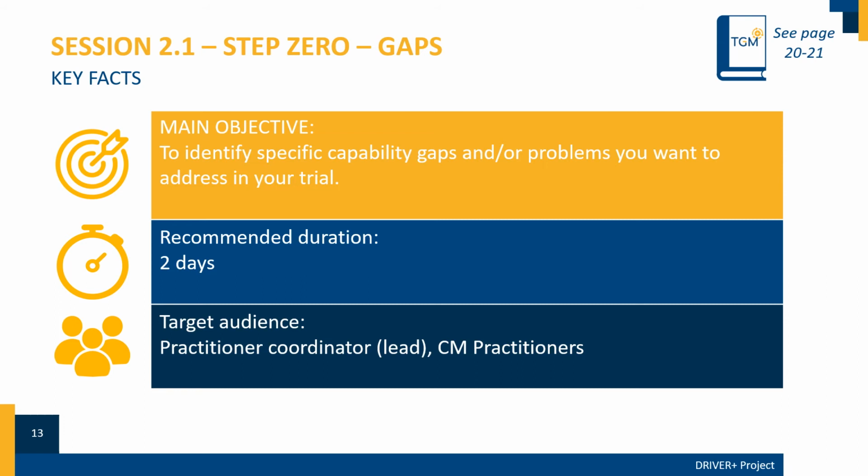In a nutshell, the difference between a current capability and the capability necessary for an adequate performance of different tasks is a capability gap. Before setting up a trial during the Step 0, you have to think about the problems you are currently dealing with and the ideal solution you are aiming at. Identifying your gaps with practitioners will help you to address relevant problems in the trial.